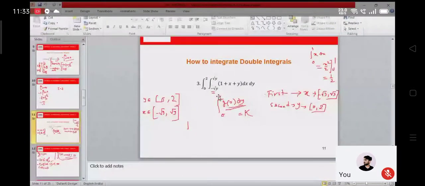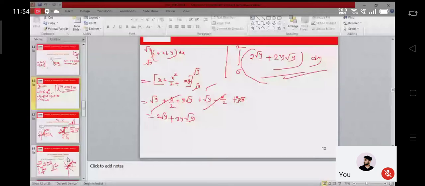And the y variable is involved in the limit, so we first integrated it over x and used the limits. Then the entire integral was a function of y, and then we integrated over y, and the constant limits were for y. So this was just the continuation.